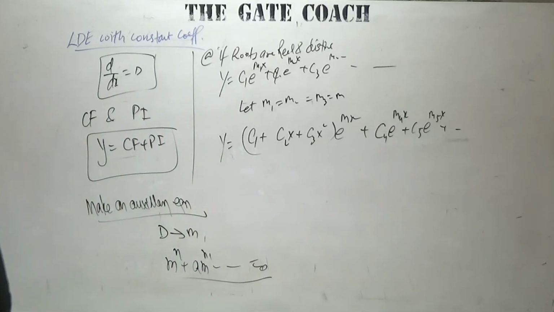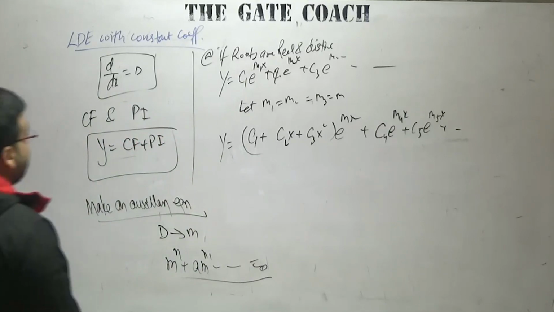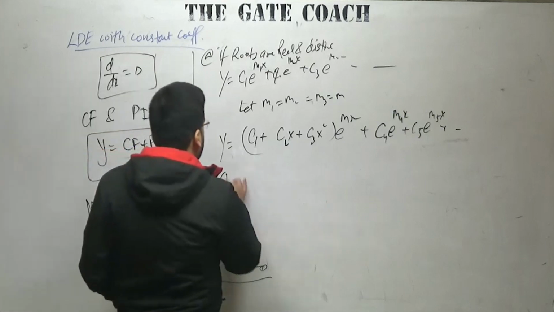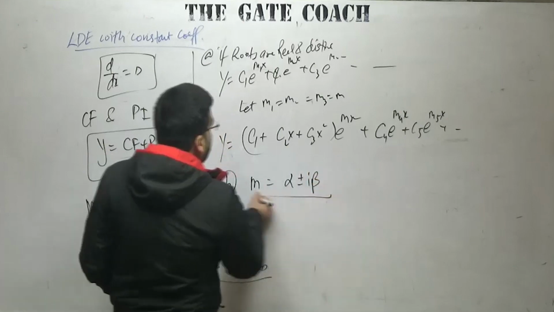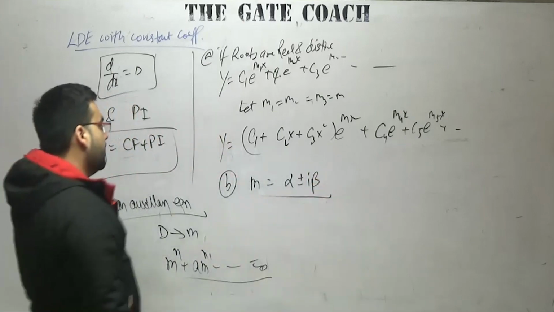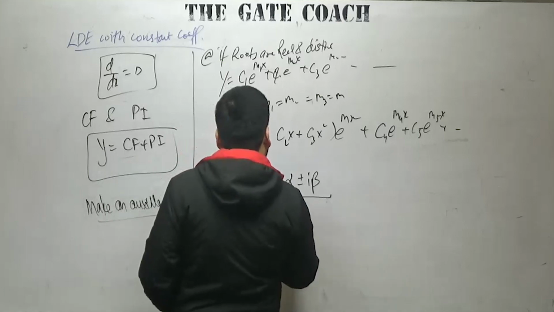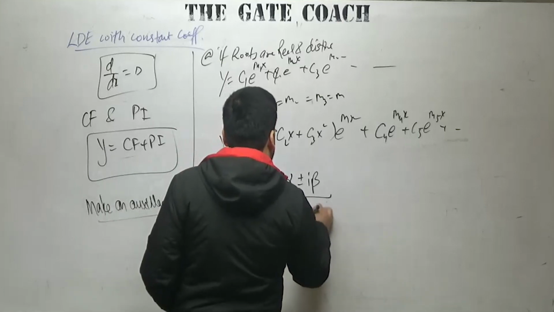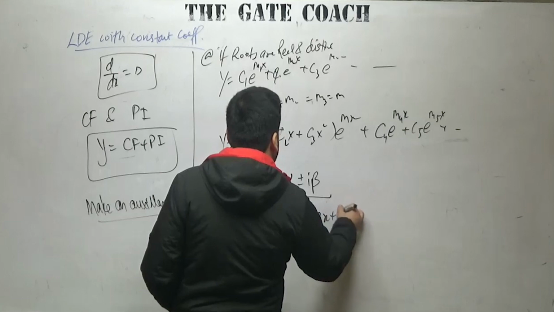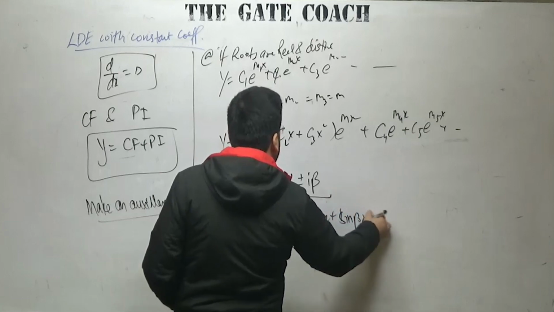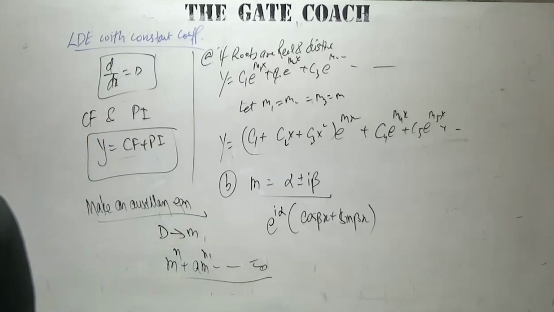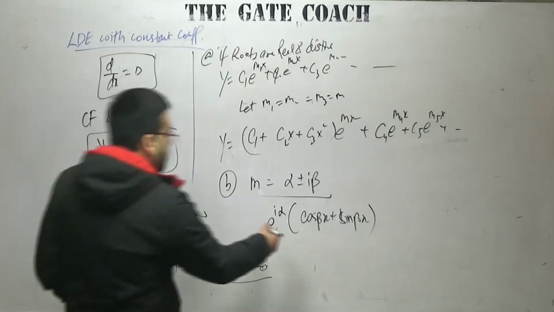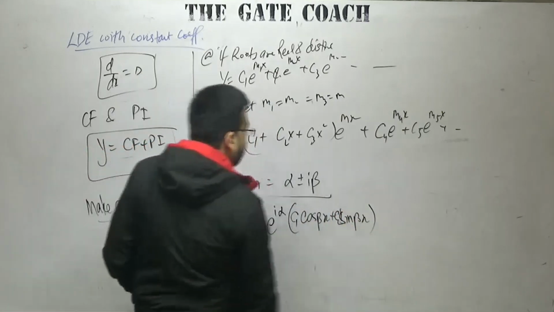The second thing is, if the roots are imaginary and in pairs, let us say that m is equal to alpha plus minus i beta. If the roots are imaginary, y is equal to e raised to the power alpha x into c1 cos beta x plus c2 sine beta x. So C1 and C2 also.